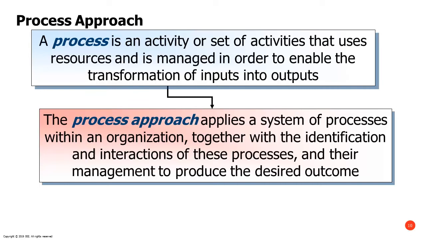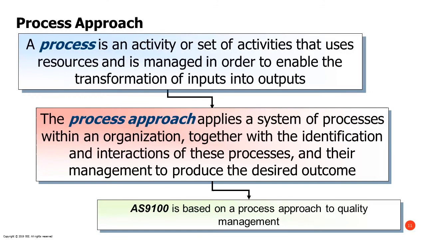It can be useful for top management in discussions with their own management team to figure out how the organization works, how it can change, how it can evolve, how the strategy or context might require changes in the management system. So it has lots of uses inside and outside the organization. And finally, of course, AS9100 is based on the process approach to quality management. So it underpins what we're doing within this standard.